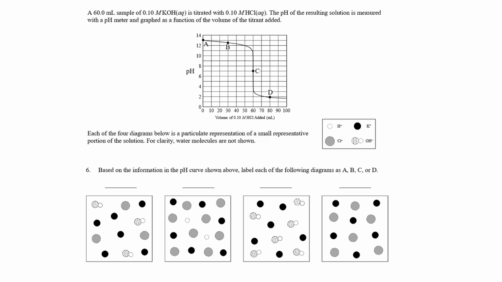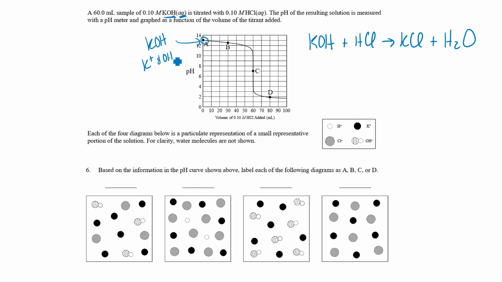All right, here's another particle diagram. In this case, we're starting with a strong base. So if I look at what's happening here, I'm starting with KOH. I'm adding HCl to it. The products of my reaction are going to be KCl and H2O. So initially here at point A, it's going to be pure KOH, which is an aqueous ionic compound. So really it's potassium ions and hydroxide ions. So I'm going to look for a visual that's got potassium and hydroxide in it. So that looks like this one right here.